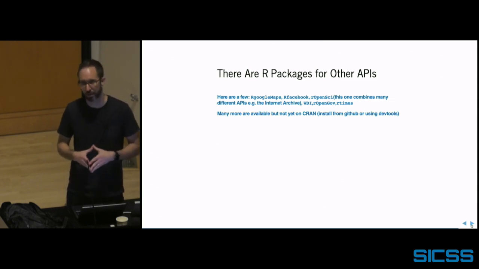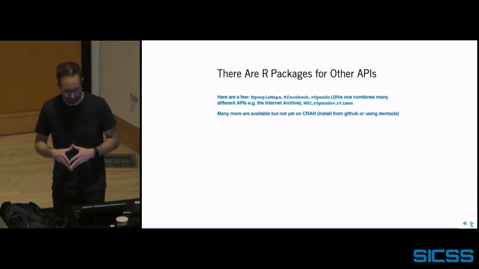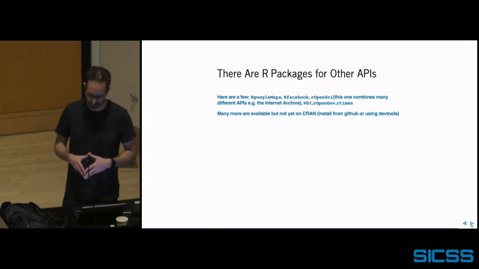ROpenGov. OpenGov is another large API for political research and legislative research. RTimes, which queries the New York Times API. WDI, which queries the World Bank's API, and on and on and on.